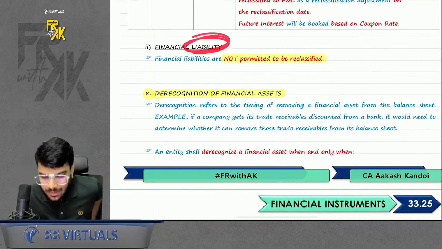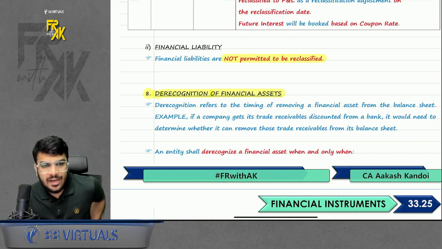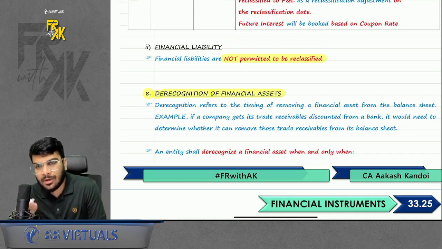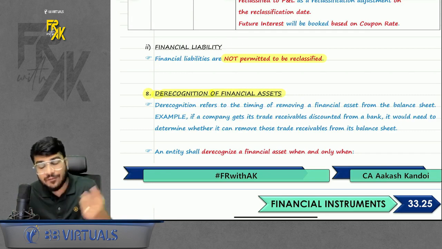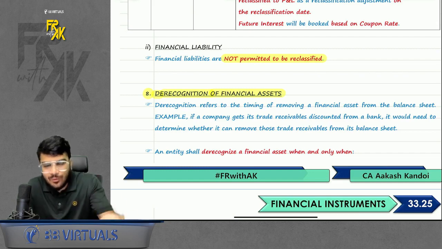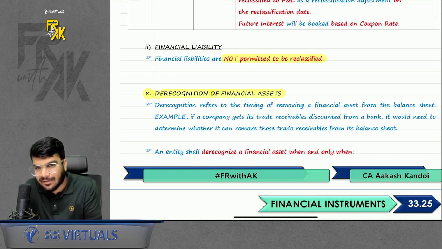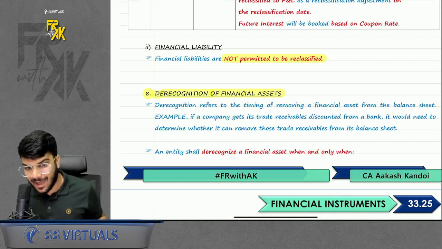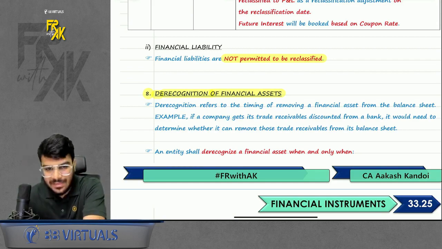Anyways, what about financial liability? Reclassification in case of financial liability is not permitted. Why? In case of financial liability, we already have only one method, ACM. In a few cases we might use FVTPL, but in most cases we have only ACM. So if you are running alone in the race, then how can we reclassify? So this was reclassification.